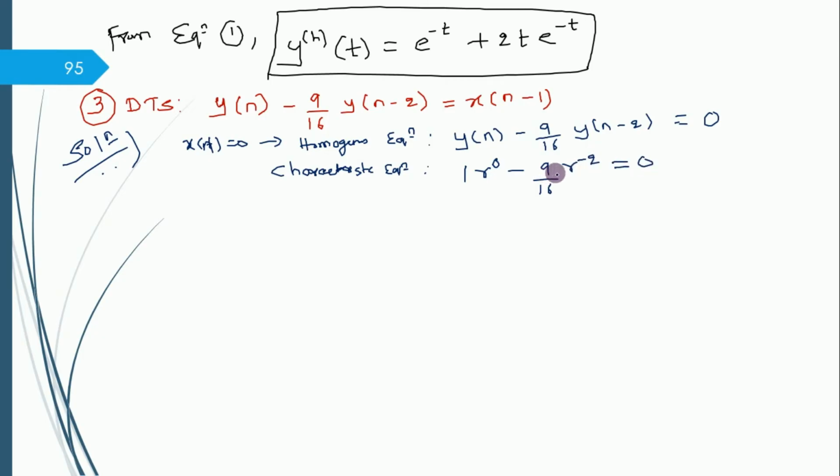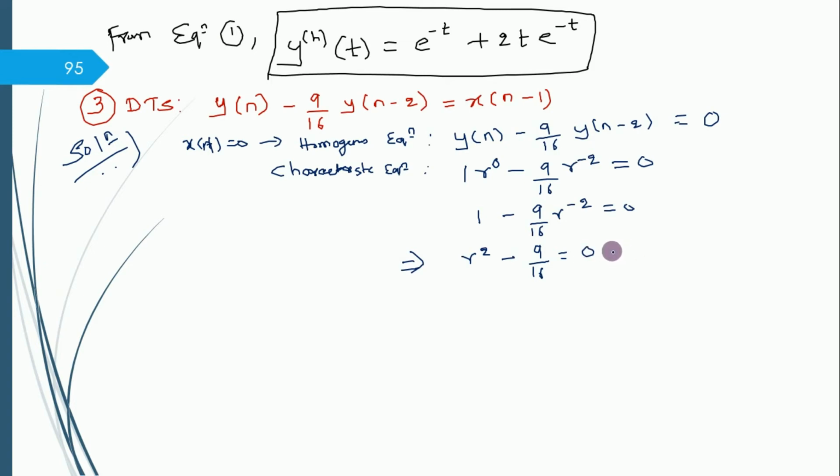1 into r raised to 0 is 1, minus 9 by 16 r raised to minus 2, equal to 0. To simplify it, I multiply with r square throughout the equation. 1 into r square is r square, minus 9 by 16 into r square into r raised to minus 2 is just 9 by 16. R square into 0 is 0. So this is my characteristic equation.